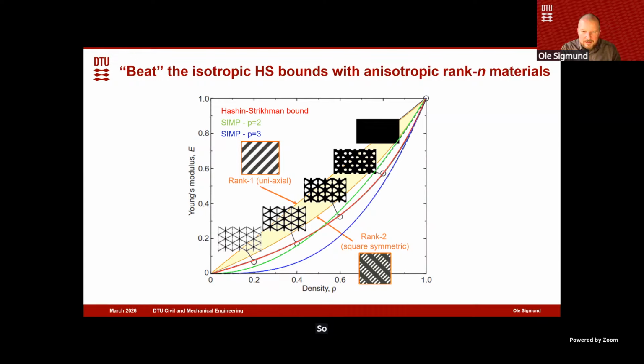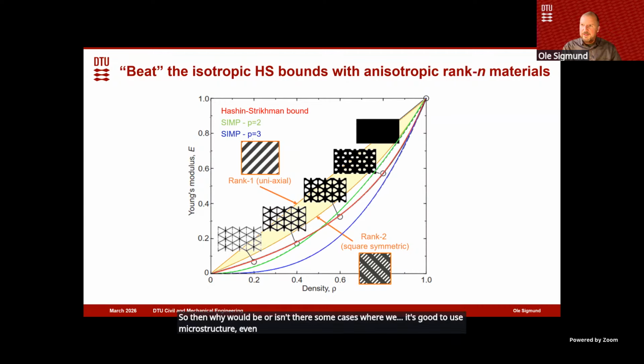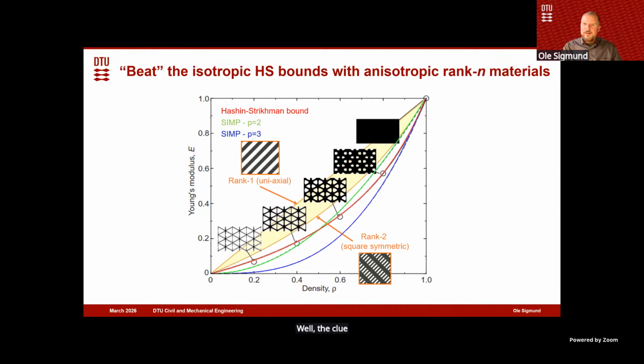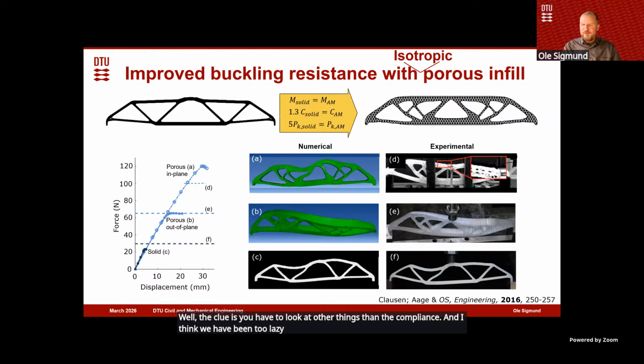So then, aren't there some cases where it's good to use microstructure, even the isotropic one? Well, the clue is you have to look at other things than the compliance. And I think we have been too lazy in the field, always looking at compliance.